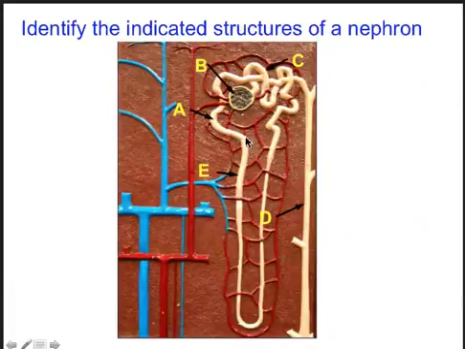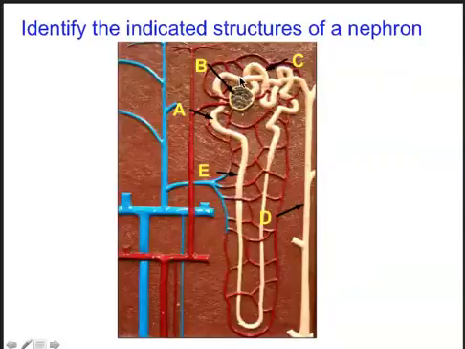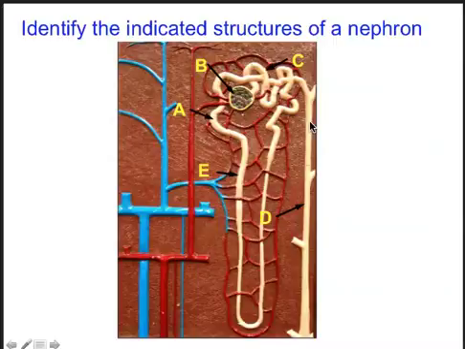Okay, A is pointing to, if we follow, here's A, let's follow where A goes. A goes back here, and A eventually empties into the collecting duct, and that's how we know that A is pointing to the distal convoluted tubule. C over here, okay, this little wrinkly tube, that is the proximal convoluted tubule.